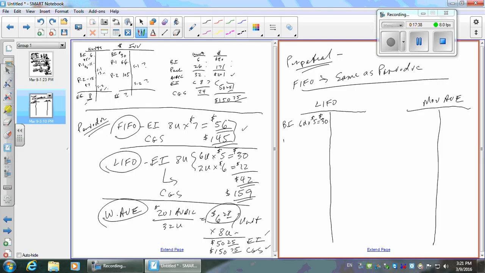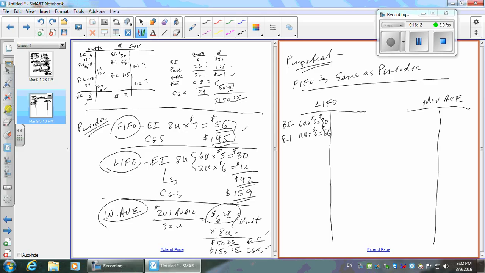Okay. So purchase 1 happens next. How many units was it? 11 units. How much did they cost? $6. And we have $66. And what I say is I have $96 worth of inventory, right? 30 plus 66. I have 17 units. It's 2 LIFO layers. One is the beginning inventory, 6 units at $5. The other one is 11 units at $6. Which ones am I going to sell first if I do a sale? Last in, first out. The last one's out.